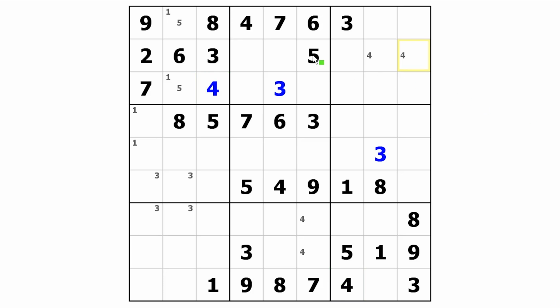And because of the presence of these 3 5s, we can crosshatch a 5 into that cell. That must be a 5. And because of this 5, and this 5, we can crosshatch another 5 into that cell, and we can enter both of those 5s.